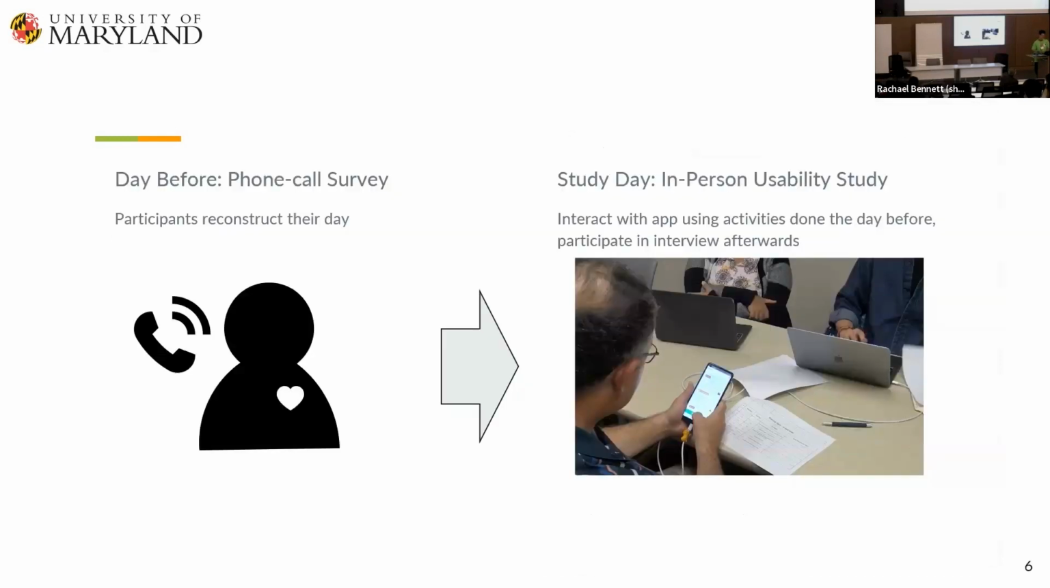Using our prototype, we designed an in-person usability study and started recruiting stroke survivors who had a stroke more than 6 months ago. We would call our participants before the actual day of our study to ask how their day has been going. And during the actual session, we provide a short tutorial of our app, then ask the participants to log activities from the day before. And we asked them to participate in a semi-structured interview afterwards.